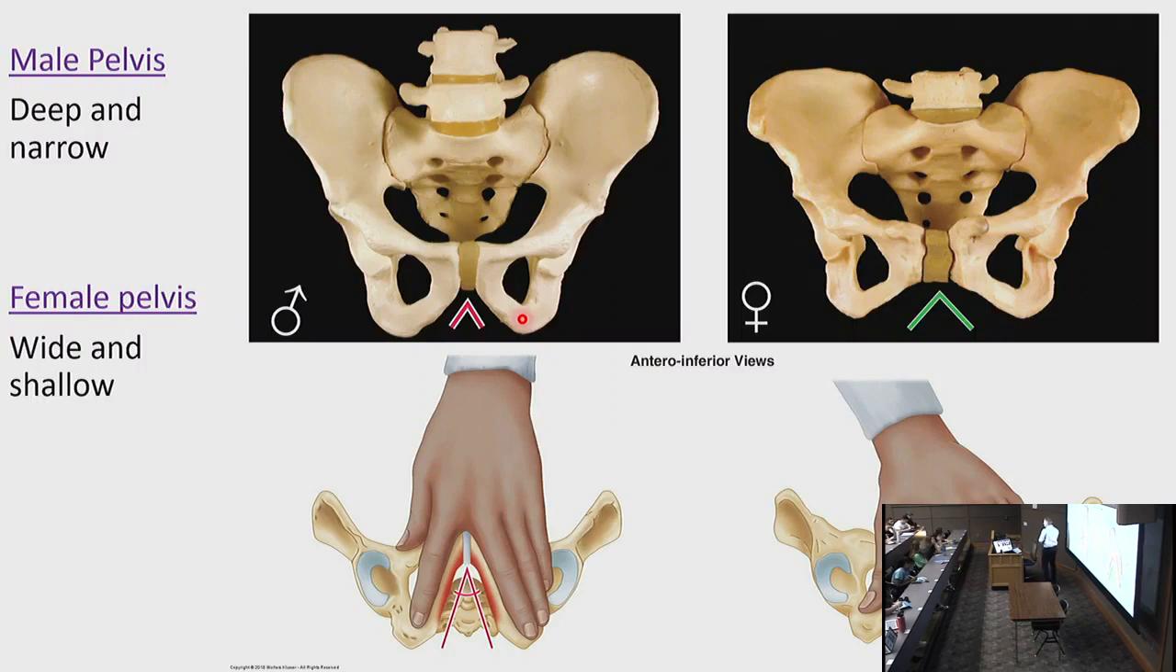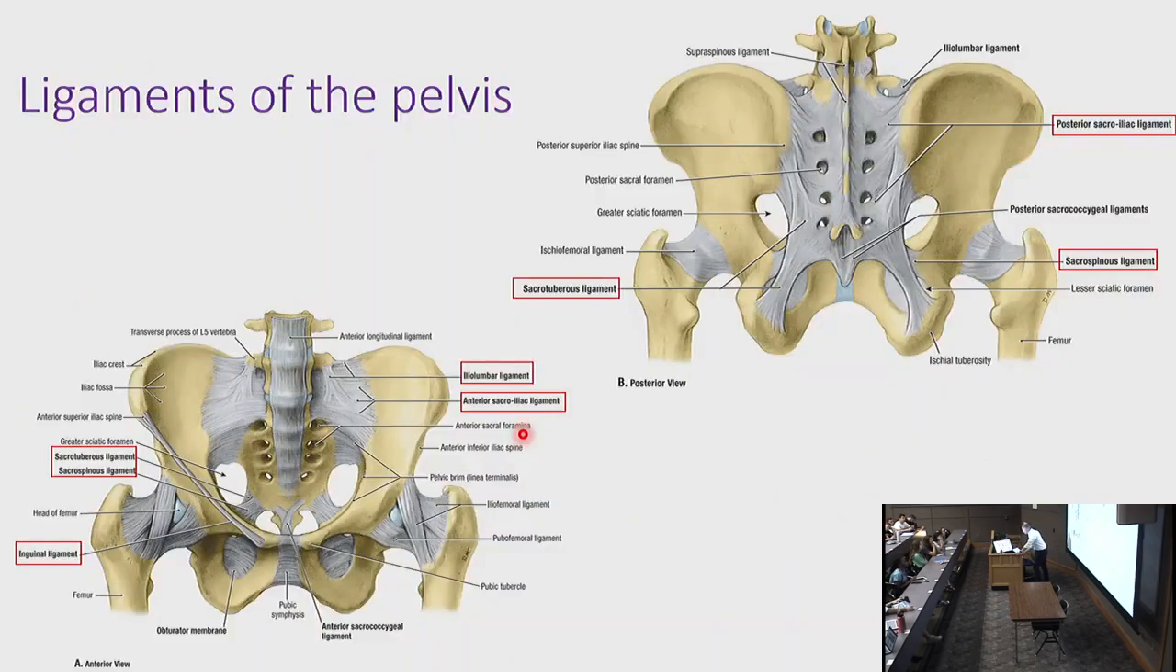Real briefly, I just want to mention the difference between the male pelvis and the female pelvis. In the male pelvis, it's a little bit more deep and narrow, which we have right here. You can see deep and narrow, and female is wide and shallow. And you look at the angles. Which one has a greater angle, the female or male pelvis? Female.